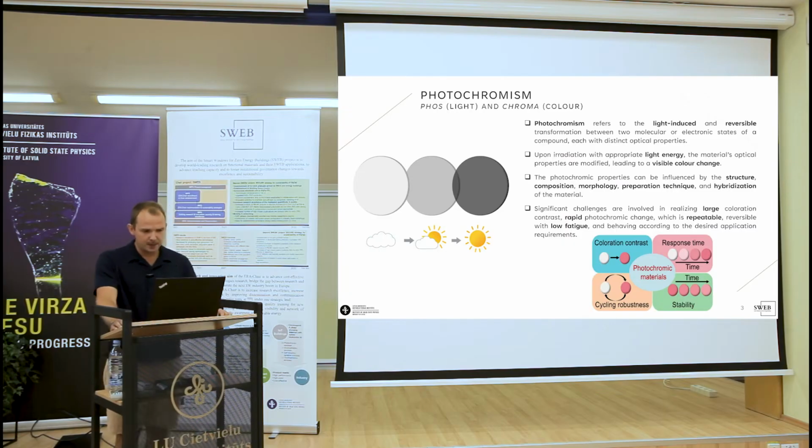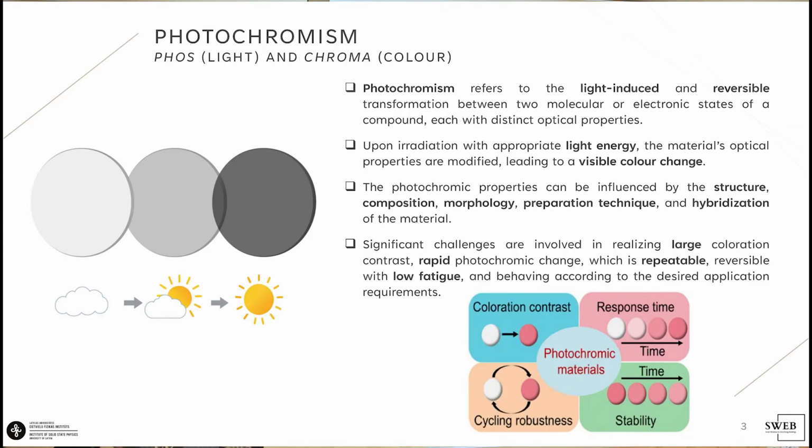Well, photochromism. The basic definition is that when we illuminate the material with some light, it changes its optical properties. And this effect should be reversible. So either one way or another, the material should recover to its initial state. Well, the light we use should be of enough energy to excite the material from one state to another so that the optical properties are changed.